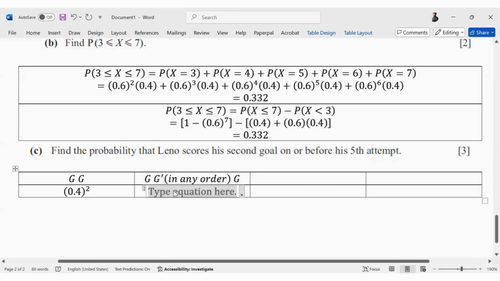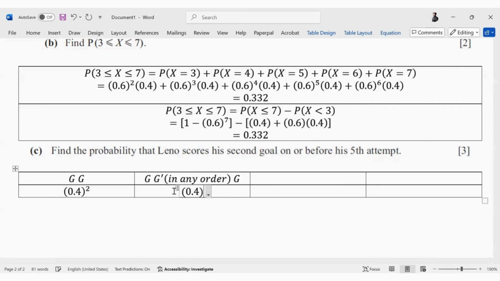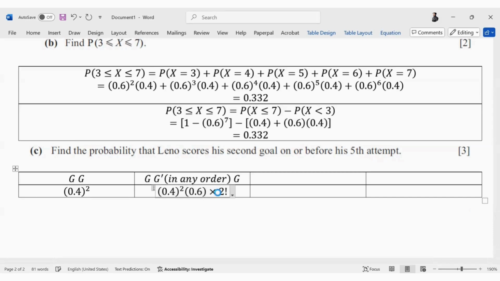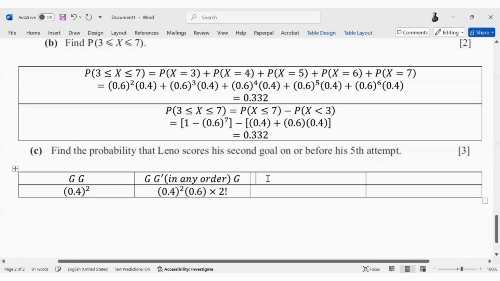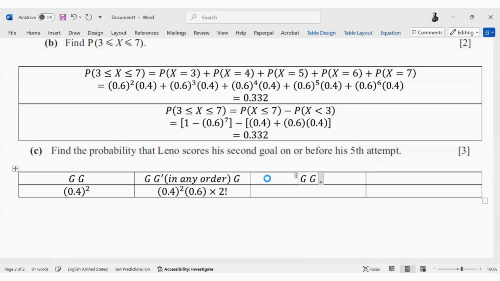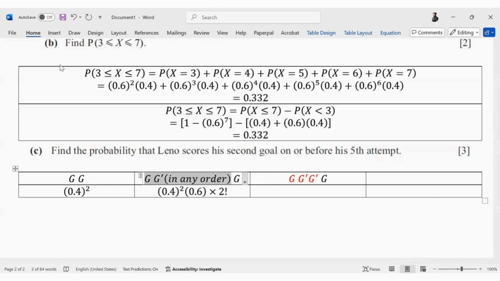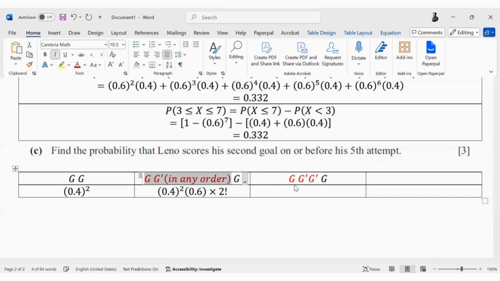So if I wanted to do this, 0.4, there are two goals and there is one goal not. And this goal and goal not, the first two chances, can happen in any order, which means I'll have to multiply them by a factor of 2. So if he scores his second goal in the fourth attempt, then it's goal, goal not, and this can happen in any order. And the last one is a goal for sure in the fourth attempt. The part that I am putting in red color can happen in any order. We will count all these orders.